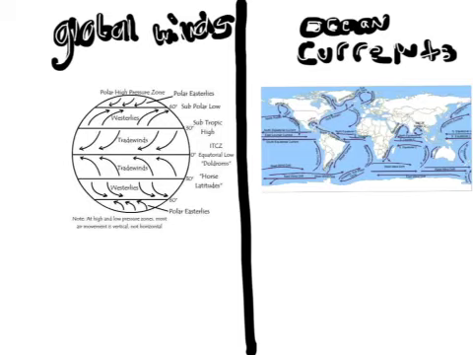There are many connections between global winds and ocean currents. First off, wind is going left near the equator and right near the poles. So if you look at it over here, wind is going this way on the map, and also this way and that way.